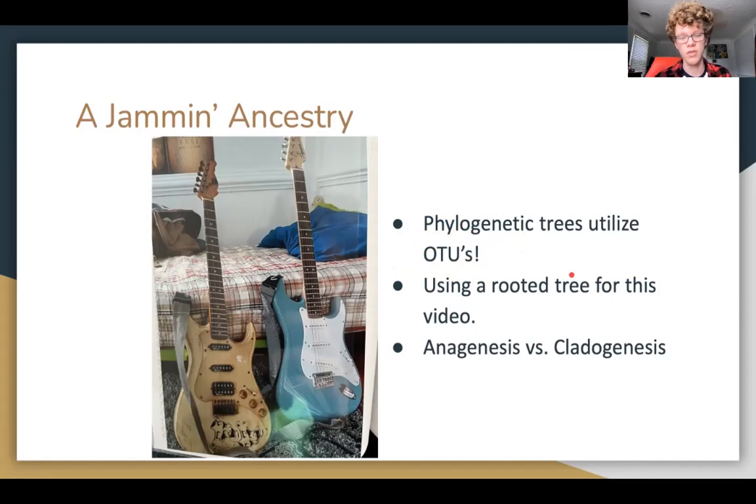We'll be using a rooted tree so we can see very clearly which species, or which guitars in this case, are more related to each other than other guitars. And we'll have to talk about anagenesis versus cladogenesis.